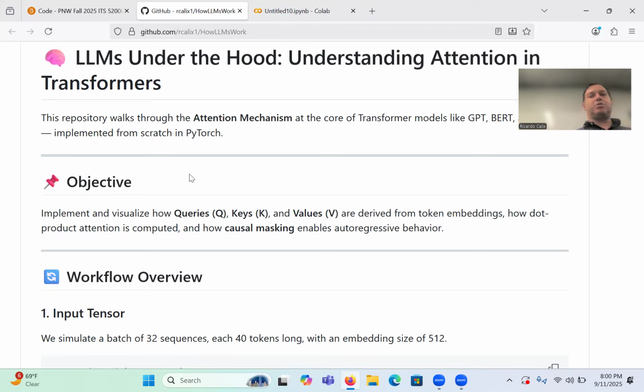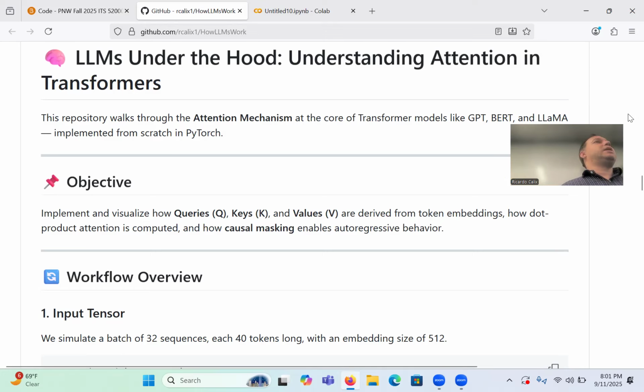Now I'm going to continue to do that, but more in the context of an LLM. You may have heard that LLMs use a mechanism called the attention mechanism. So that's what we're going to talk about right now.